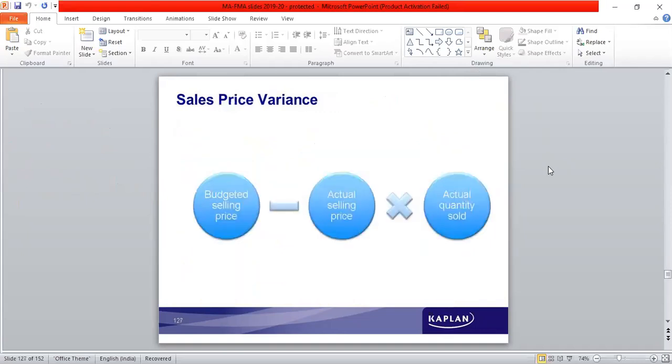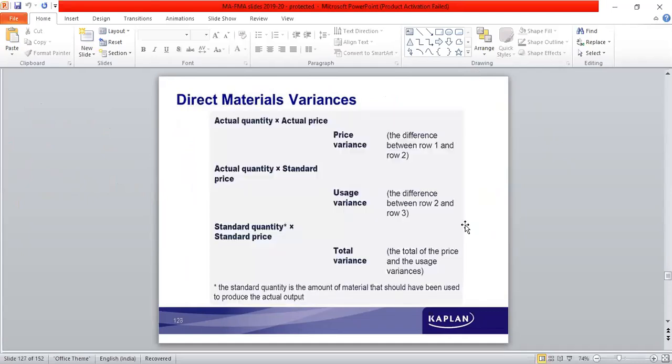Then the price variance. It is about the difference in the price: the budgeted selling price and the actual selling price applicable at the actual quantity sold. Then the first one is direct material variance. So material variance, that's the cost variance.